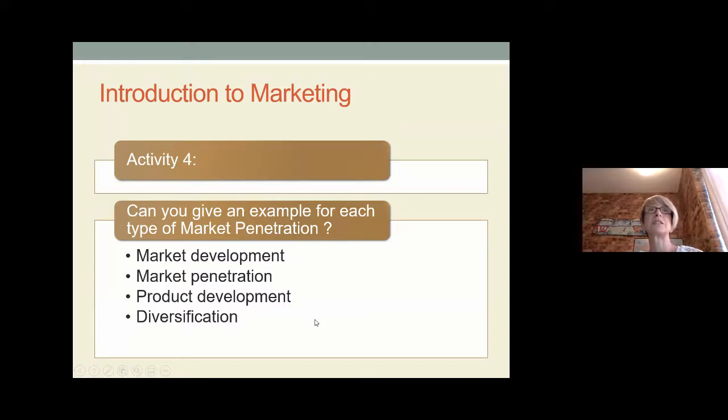So another quick activity for you to have a look at. Can you give an example for each type of market penetration? So market development, market penetration, product development, and diversification.